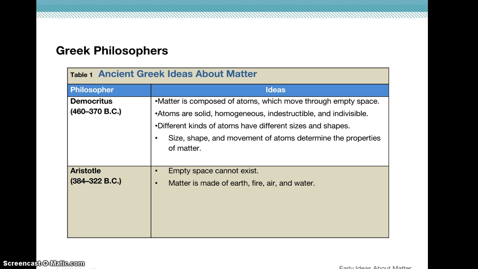So this sums up what each of them thought. Democritus thought that matter is composed of atoms which move through empty space. He thought that atoms were solid, indestructible, and indivisible. So he thought atoms were the smallest things. He said that different kinds of atoms have different sizes and shapes, and that's what determines their properties. Aristotle, on the other hand, thought that empty space couldn't exist and that matter was only made of earth, fire, air, and water. So big difference there between the ideas of those two ancient philosophers.